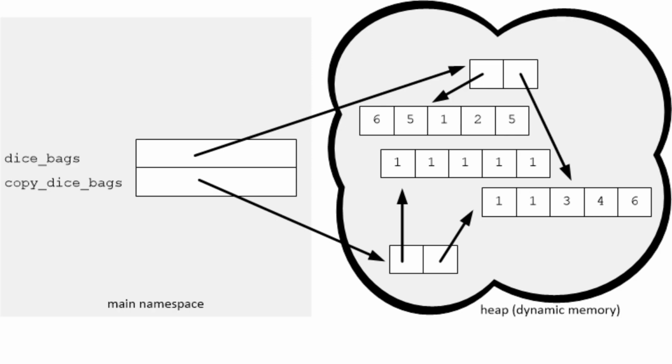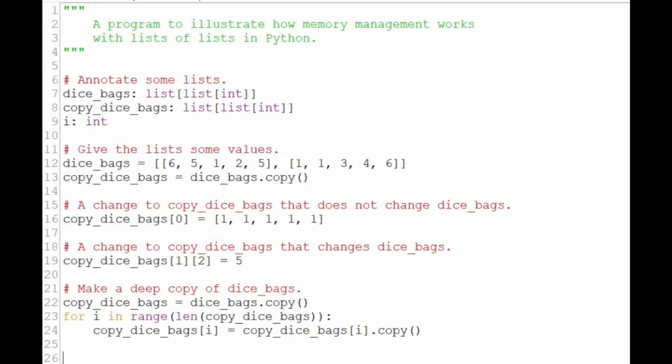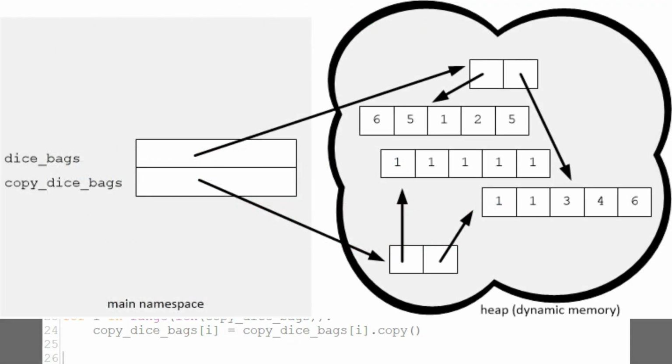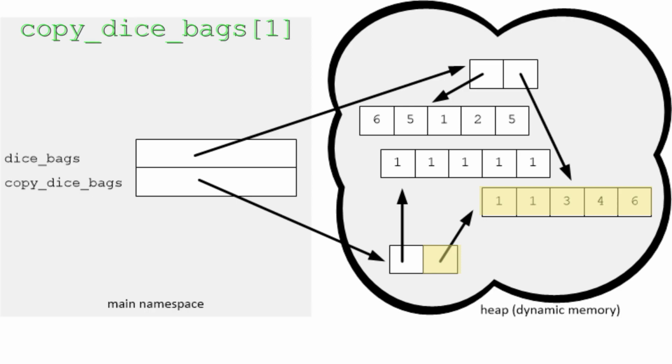Now, the change that does impact the original list is if I change the list within the list. Because dicebags and copy dicebags are both pointing to the list 11346 in memory, if I change the 3 to a 5, for example, it will be changed for both lists. That looks like copy dicebags sub 1 sub 2 equals 5. I know you haven't seen that indexing before in these videos. Copy dicebags sub 1 refers to the element at index 1 in that list, which is the list 11346. And so we can then index into that, because it's a list, using sub 2, which is the 3, and we can change that to a 5.